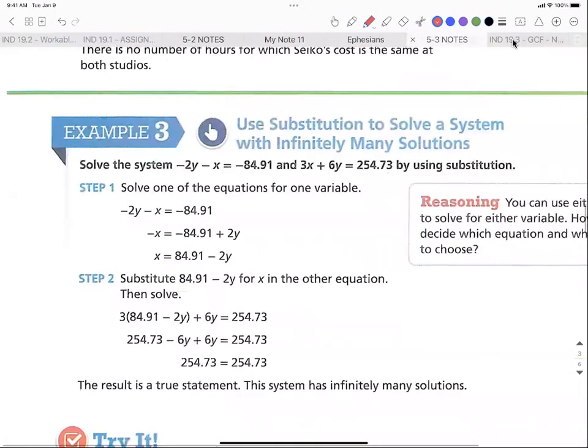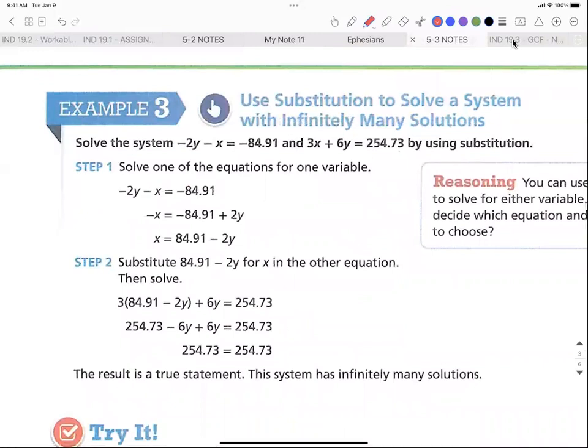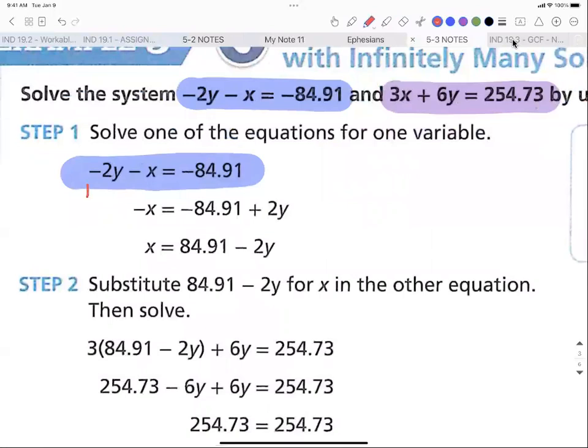If you look at example 3, they gave us two equations. They gave us this blue one right here, and this purple one right here. They chose the blue one to get x by itself. Now notice, they kind of skip this step, but I'm going to show you where they get it. They add 2y and add 2y. Negative x drops down, negative 84.91 drops down, and we added 2y. That's how we get to this step.